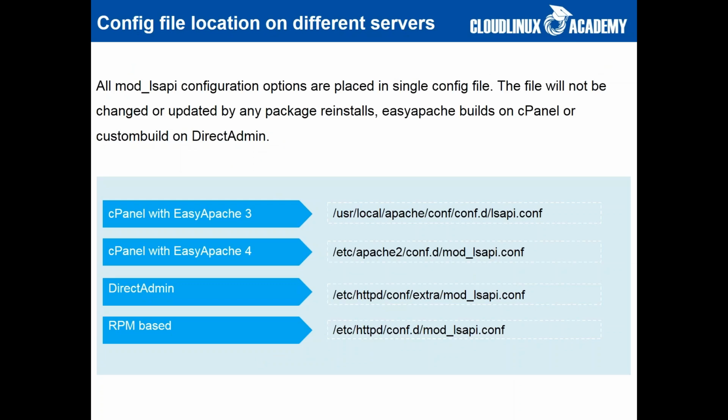The location is pretty standard to the main config files on panels. For cPanel with Easy Apache 3, it is /usr/local/apache/conf.d. For cPanel with Easy Apache 4, it is /etc/apache2/conf.d. For DirectAdmin, it is /etc/httpd/conf/extra. For RPM-based installs, same as other panels, it is /etc/httpd/conf.d.